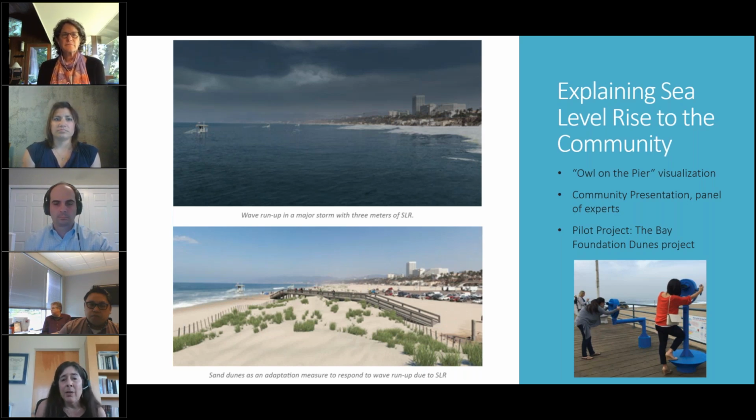And the owl also spoke. So when people came up, it talked to them and it explained what this was about and what we might anticipate. And we have fortunately not seen wave events like this for the public to understand. But what we were able to do with this is that people could look right out across the sand at what they see today, and then they could look in the viewfinder and see, with 3 meters of sea level rise in a coastal storm, this is what we'll be experiencing. And you can see that lifeguard station way out on the left in the middle of the water.